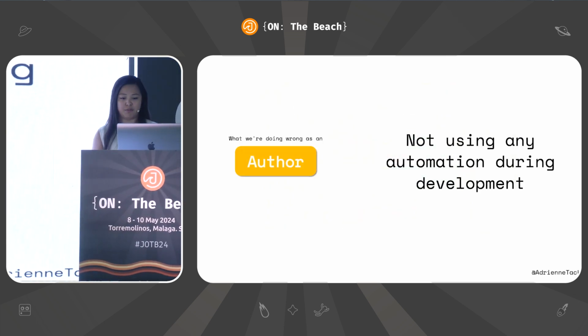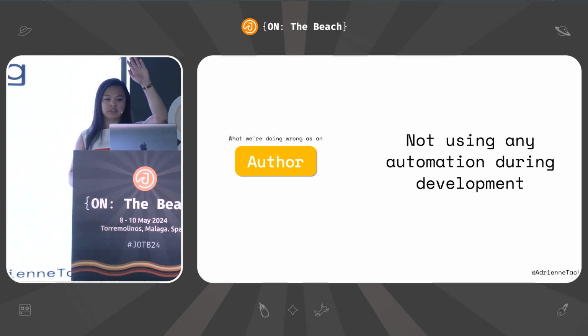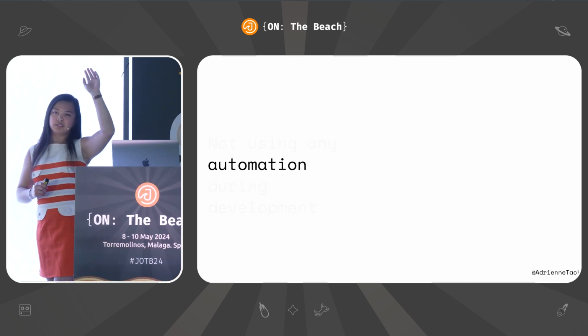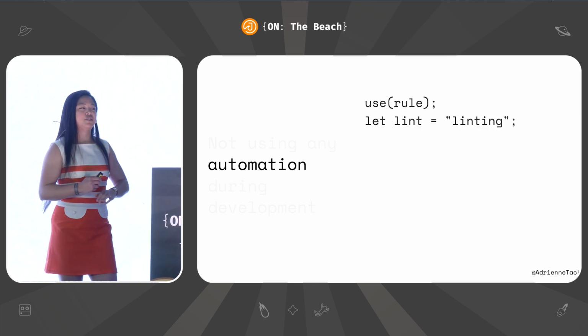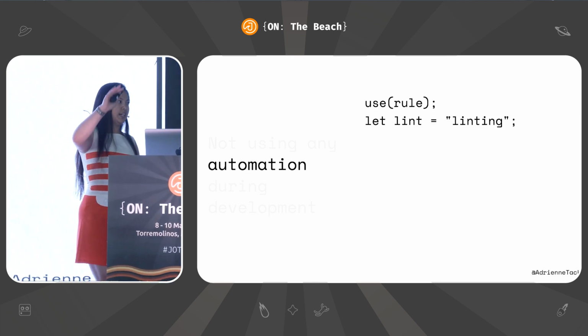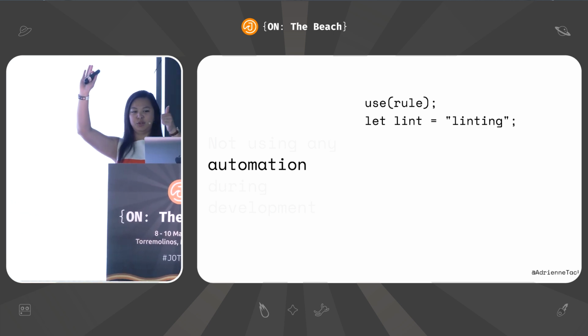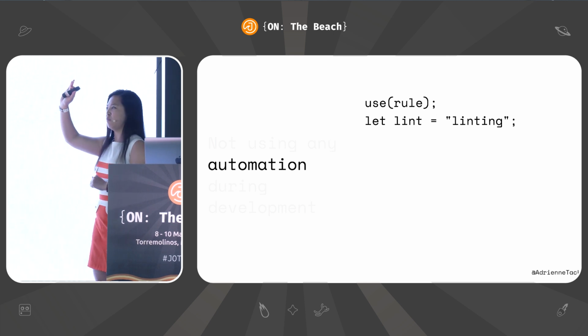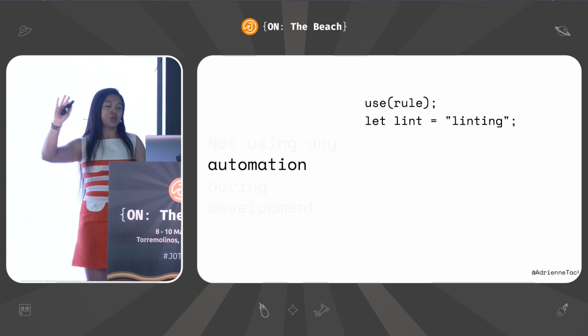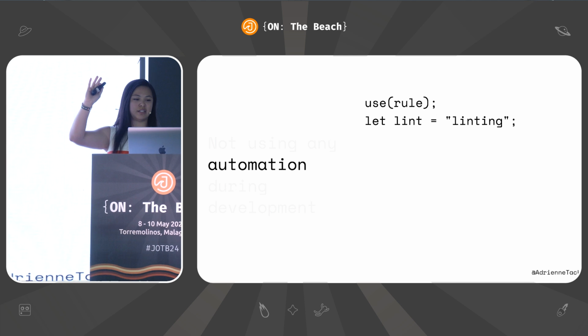We don't use any automation during development. Who here uses automation during development? Do we use linting? Raise your hand. Woo. So linting, having some rules that dictate what your code should look like syntactically.